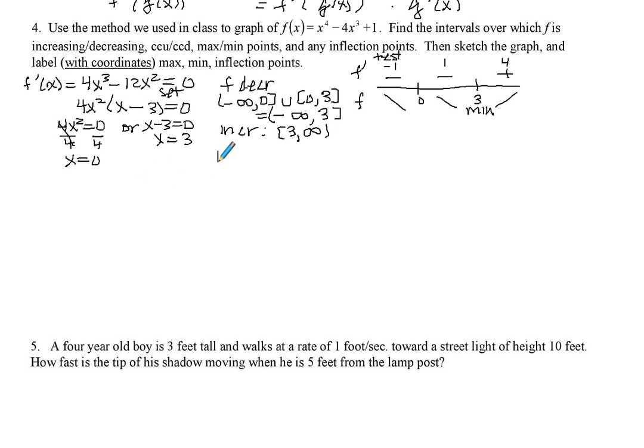And then our min here, the min is going to be the function value at 3, original function value at 3, f of 3. So we're going back to the original function here. So that's 3 to the fourth minus 4 times 3 cubed plus 1. This is 81, and minus 4 times 27 plus 1, that's negative 26. So that's our minimum value.